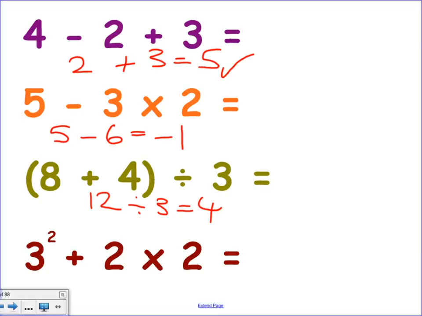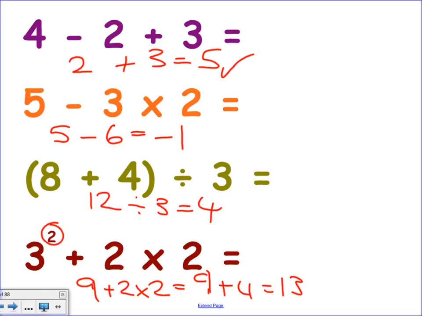The square bit. So you do the 3 squared first. So it becomes 9 plus 2 times 2. So what do I do next? Good, because the multiplication is next. So it's 9 plus 2 times 2. So you do the 2 times 2 first. So you get 4. 9 plus 4 equals 13.